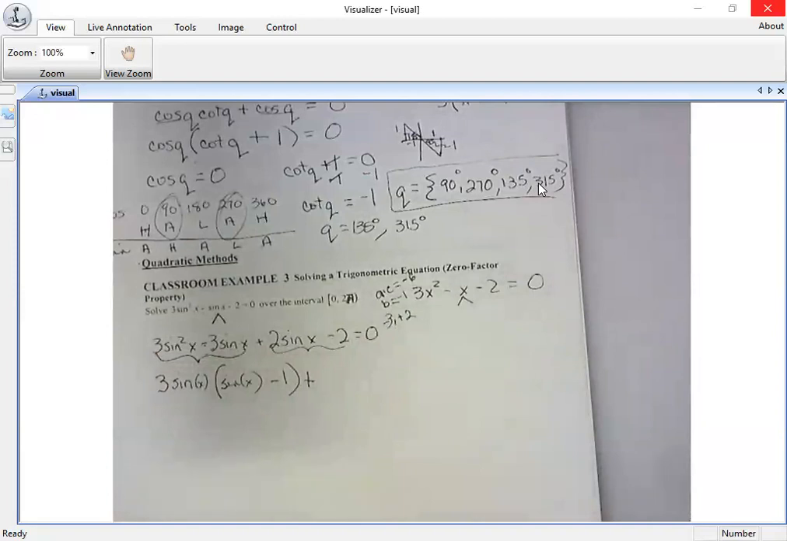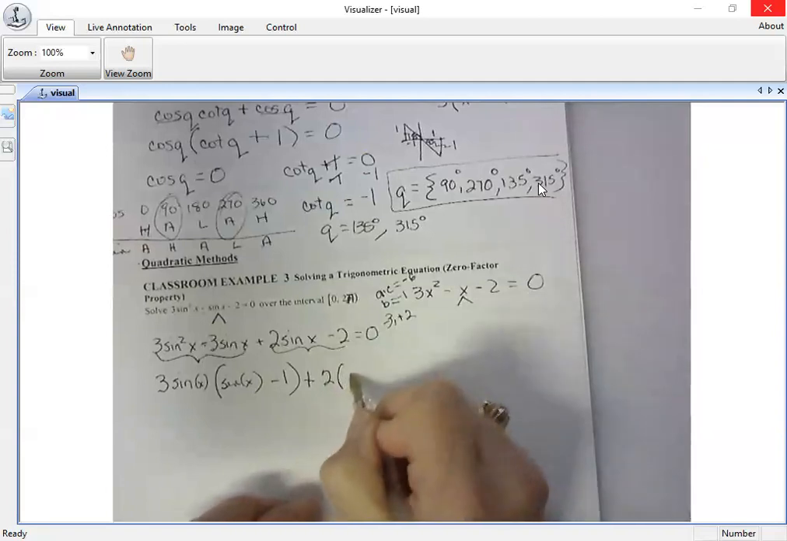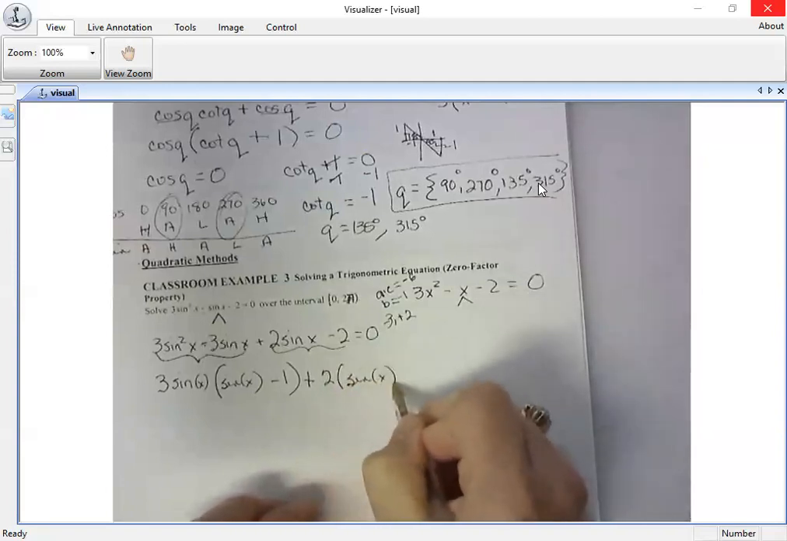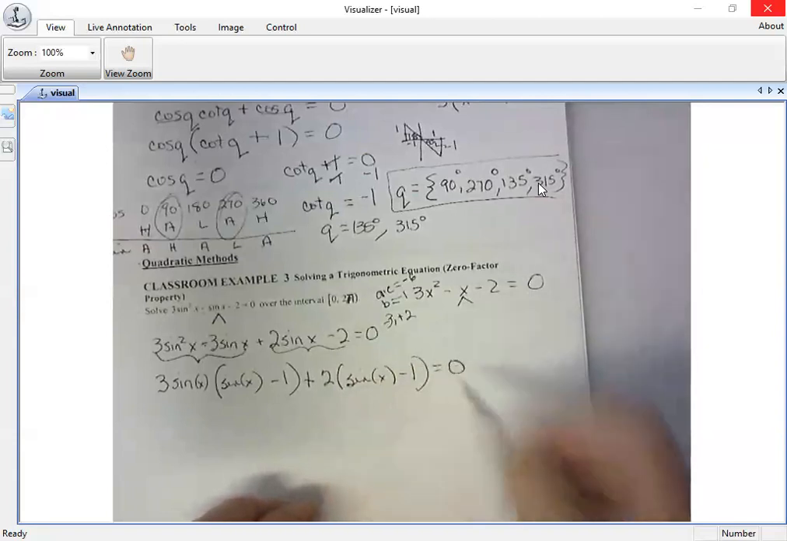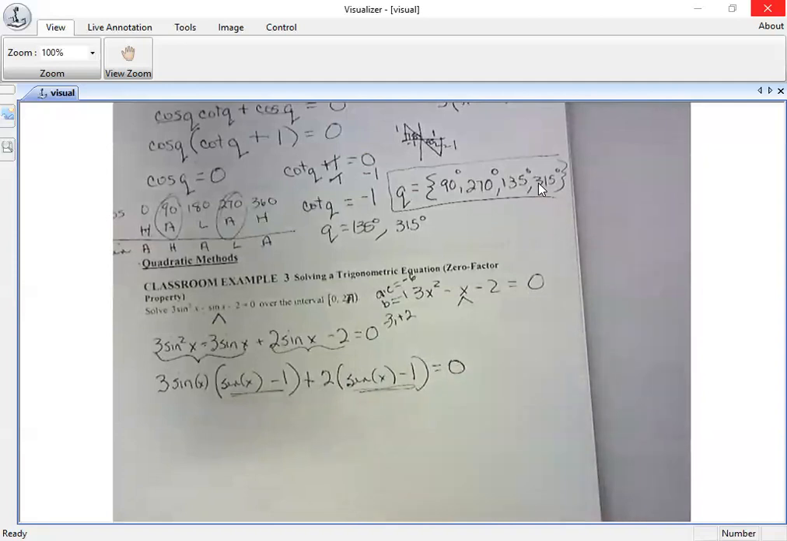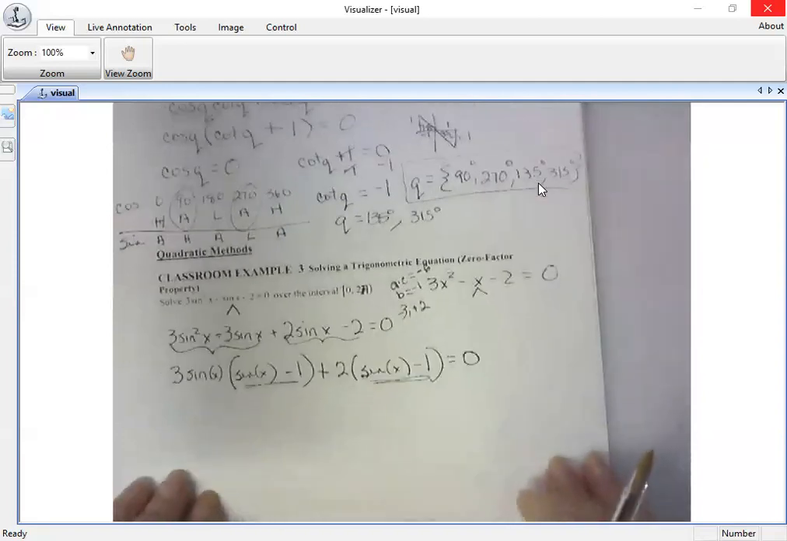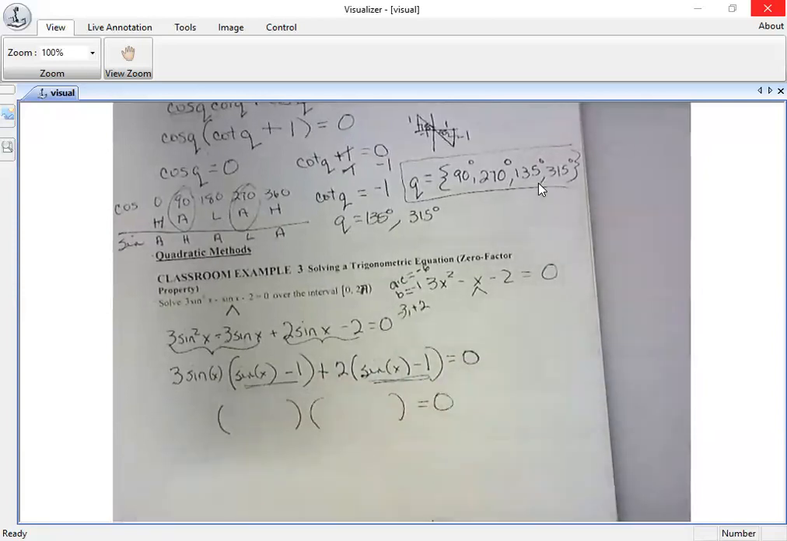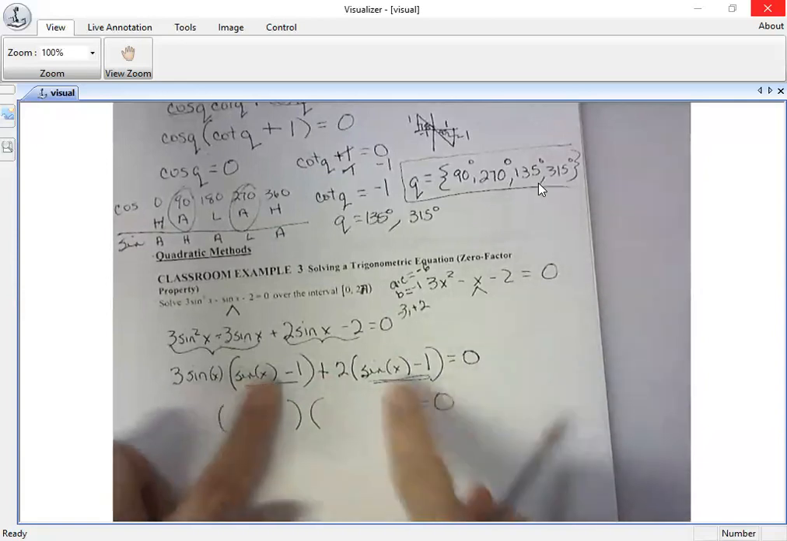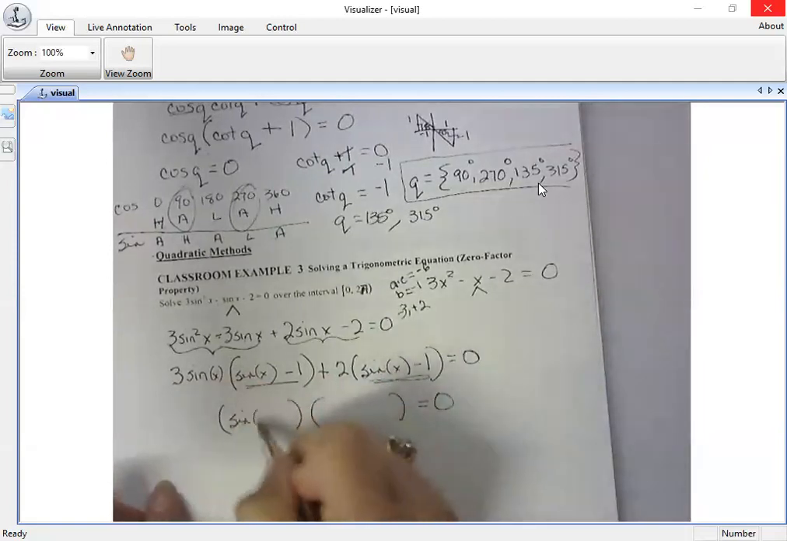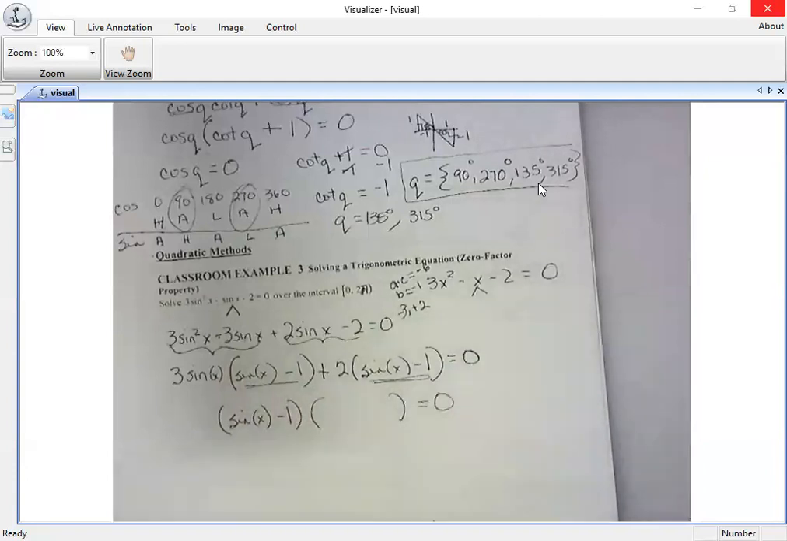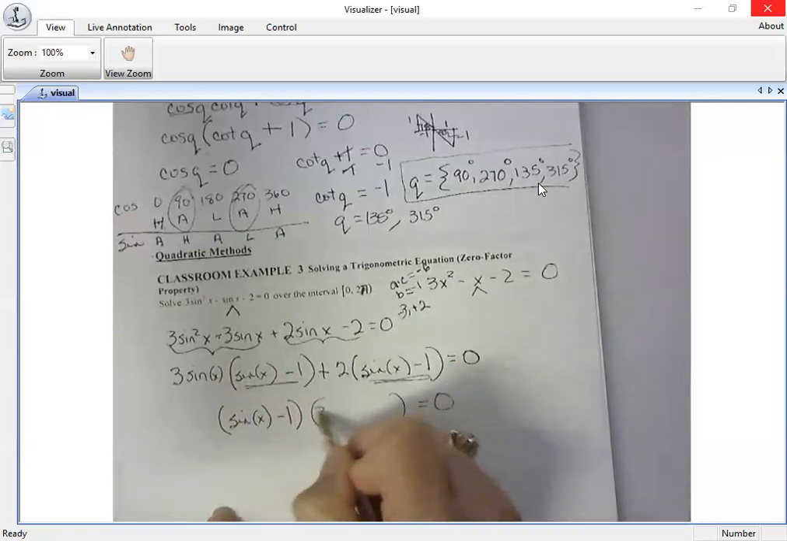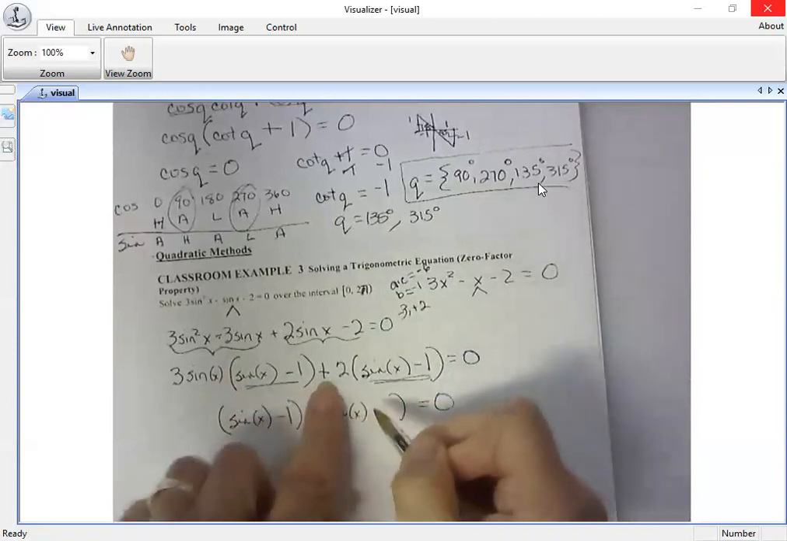What would be the GCF here? 2. And what would need to go in the parentheses? Sine of angle x minus 1. Good. And these match, which is what we want to have happen when we're trying to factor using the AC method. So I should have 2 parentheses now. When I get this factored, what goes inside one of them? Okay, I can put the new common factor, which is the sine of angle x minus 1. The other parentheses will have what? 3 sine of angle x plus 2.